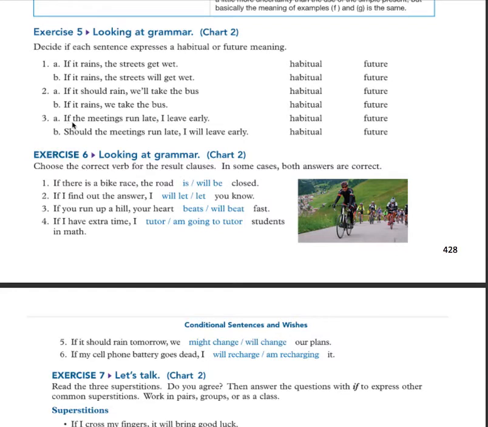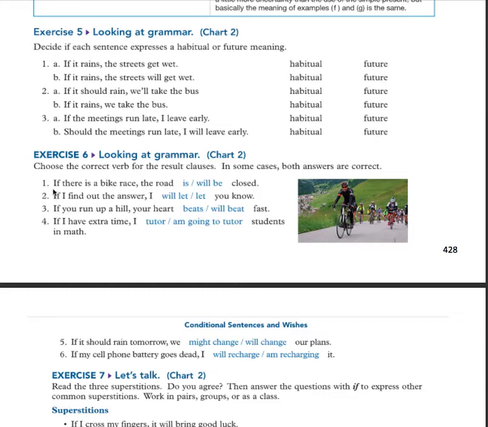Number 3, if the meetings run late, I leave early. Okay, so here, there's the if clause. Run is in the simple present. Leave is in the simple form. This is going to be habitual. B, should the meetings run late, I will leave early. Look at the result clause. Will and the simple form of the verb is going to be future. So 1A is habitual, 1B future, 2A future, 2B habitual, 3A habitual, 3B future.